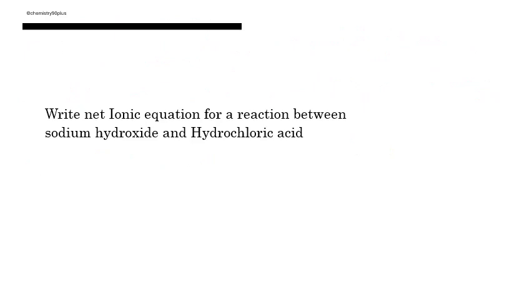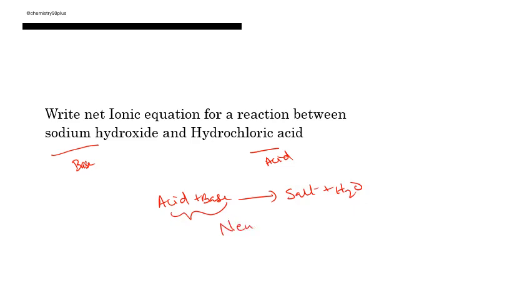Let's see another example. Write the net ionic equation between sodium hydroxide and hydrochloric acid. So it is very clear that it is written hydroxide, so that's a base. And it is written hydrochloric acid, so that is an acid. So this is a reaction between acid and base, which is an acid-base reaction. You will get salt plus water. That means acid is getting neutralized by base. So we are going to write the neutralization reaction for sodium hydroxide and hydrochloric acid. So let us see how to write the net ionic equation for this reaction.